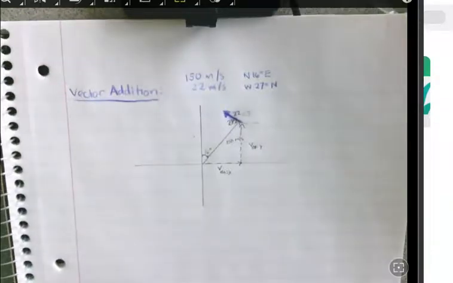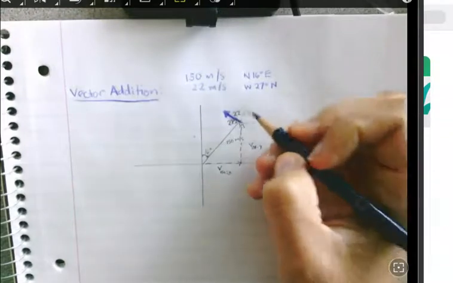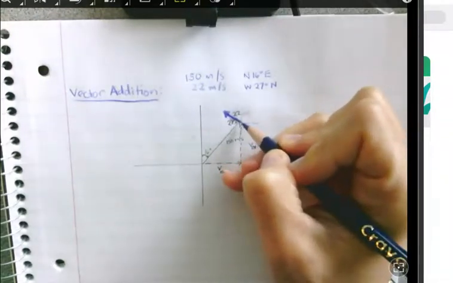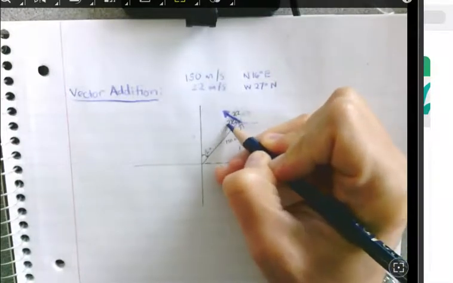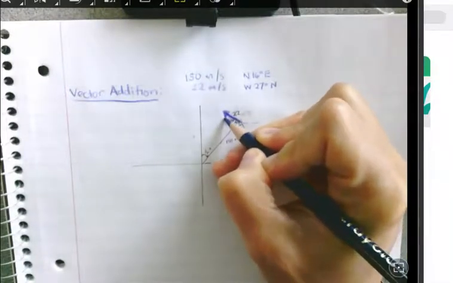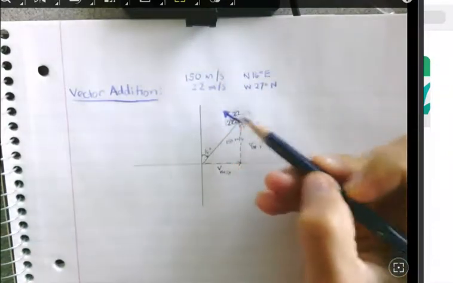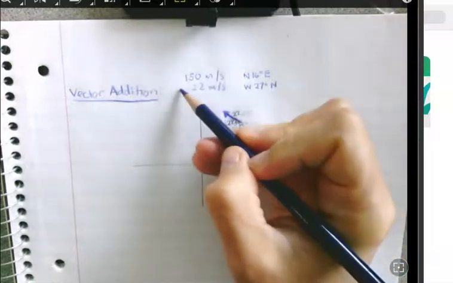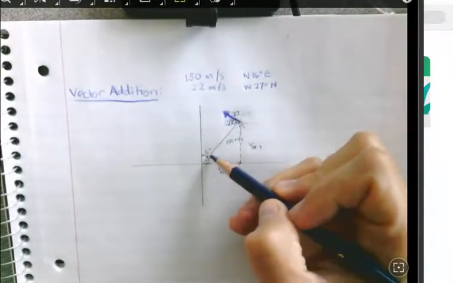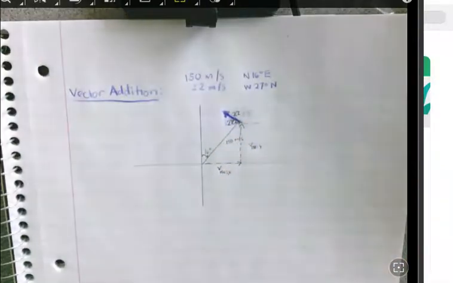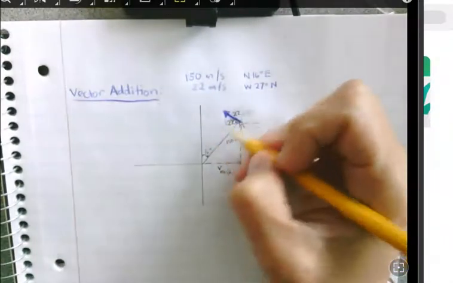It is possible to add these vectors using the law of sines or the law of cosines, but I don't recommend it. I recommend finding the components of this one. This one goes mainly west and a little bit north. The question is, does this one go so far west that you're really going into the west, or are you still mainly going in the northeasterly direction? Let's use the component method of vectors and find out.